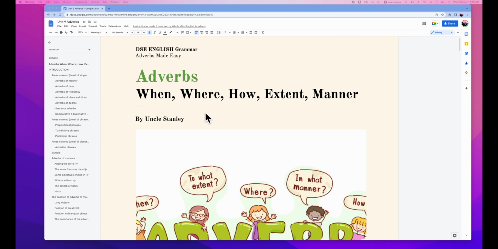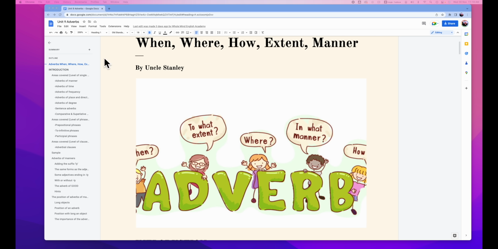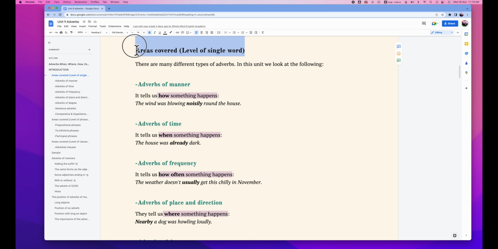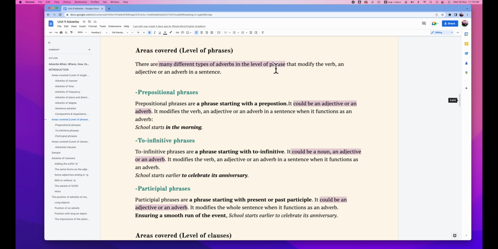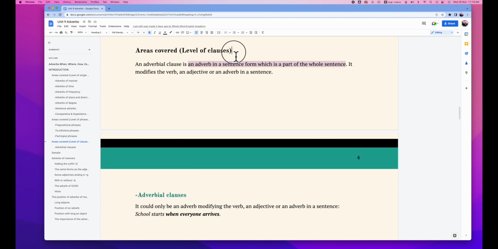Adverbs are used for giving information like time, place, how, to what degree, or the way you did something. And the areas we cover will be at the level of single words, at the level of phrases, as well as the level of clauses.